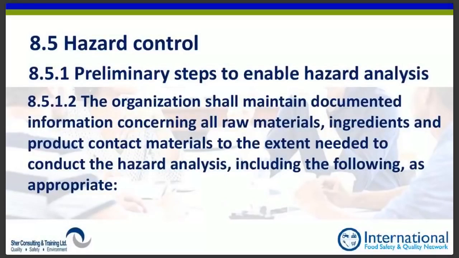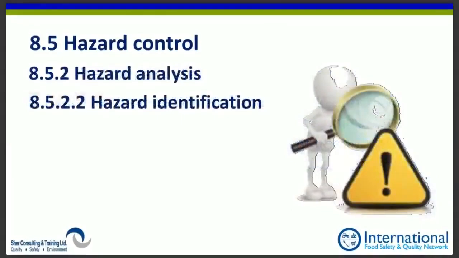I want to emphasize something really important here. It says that organizations shall maintain documented information concerning all raw materials, ingredients, and product contact materials to the extent needed to conduct the hazard analysis. This has always been written, no change, but we have a few things that are really interesting, and we'll see them here.